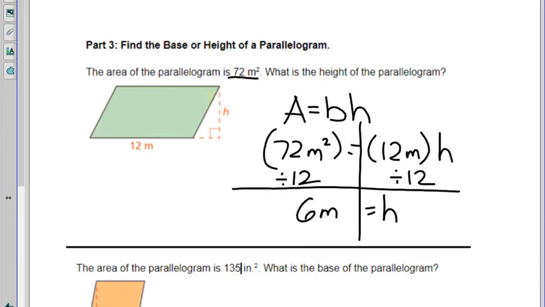Because meters squared divided by meters, okay, this is 12 meters. I should have put those units there. Is just meters, right? Because this is meters times meters divided by meters, and I'm left with just meters.